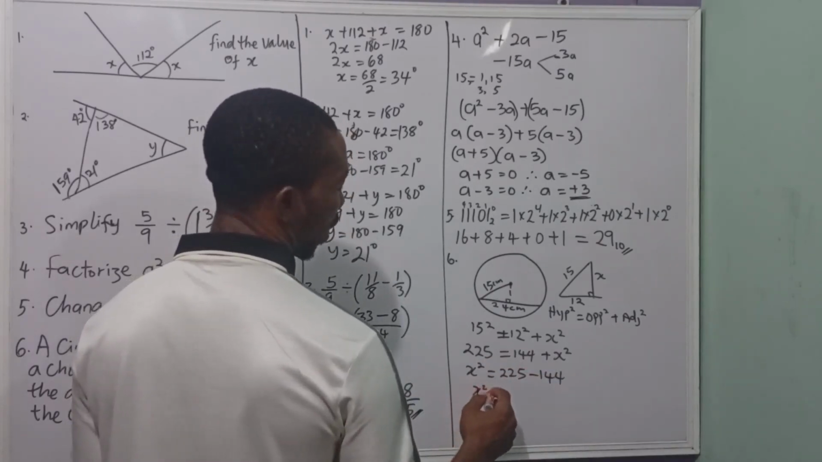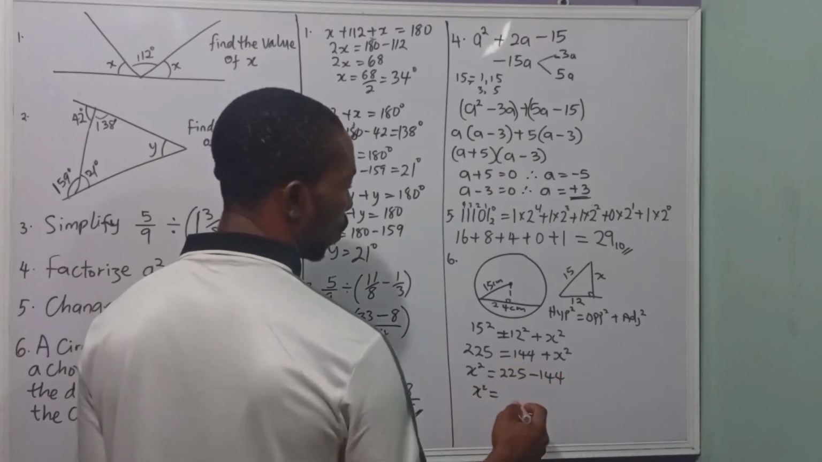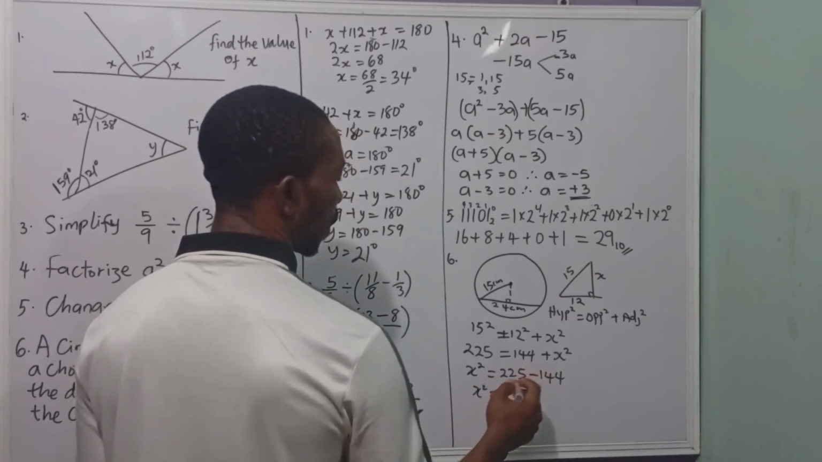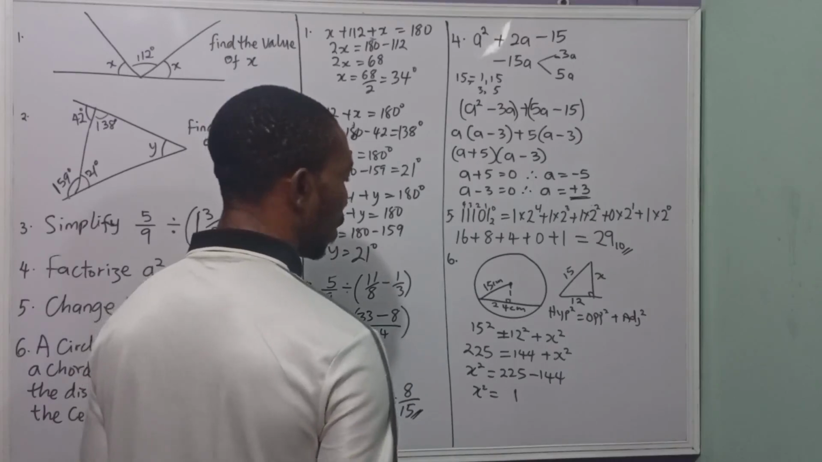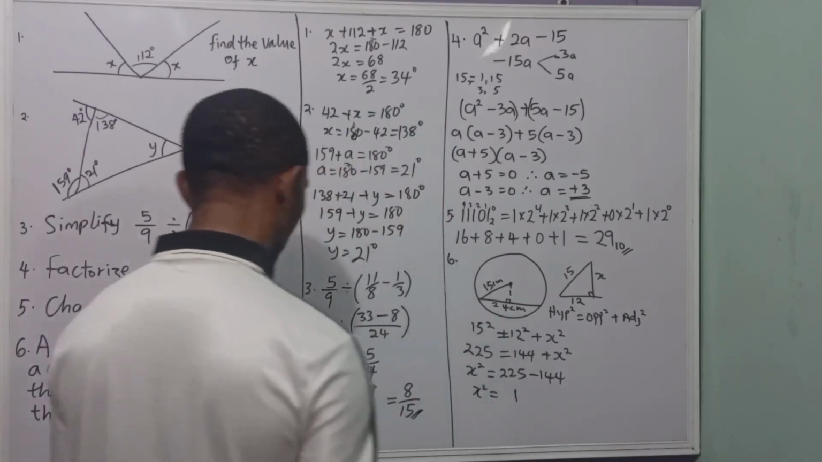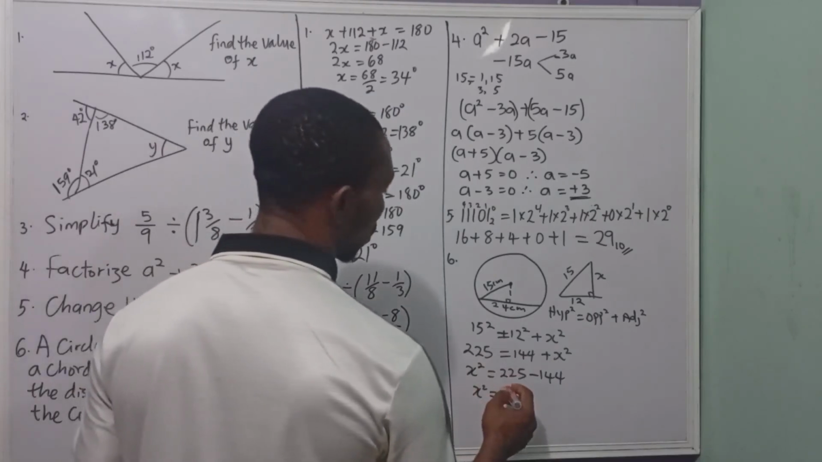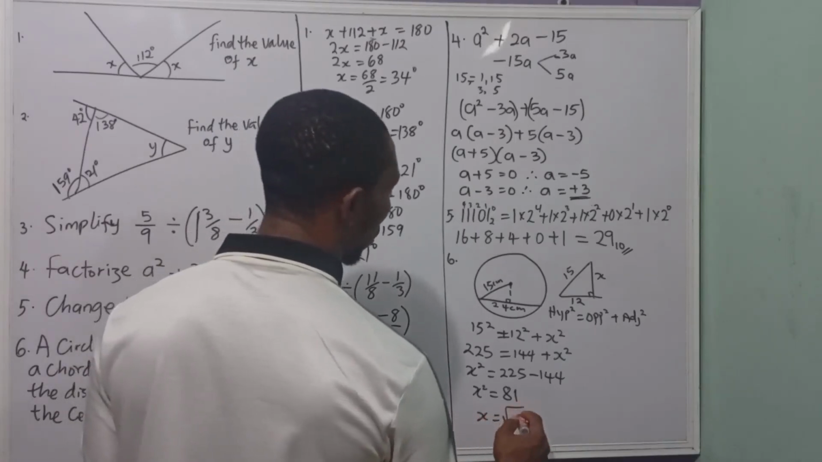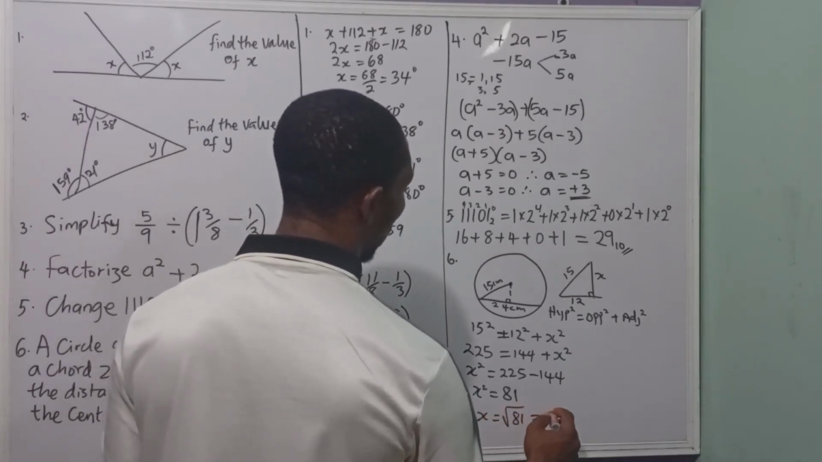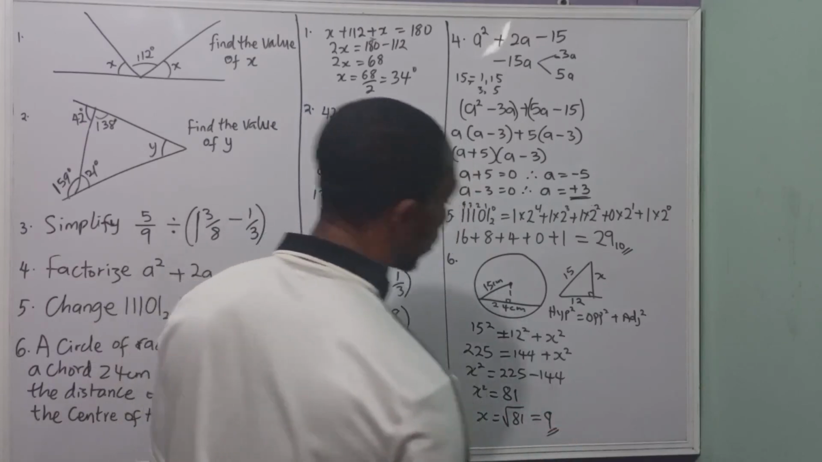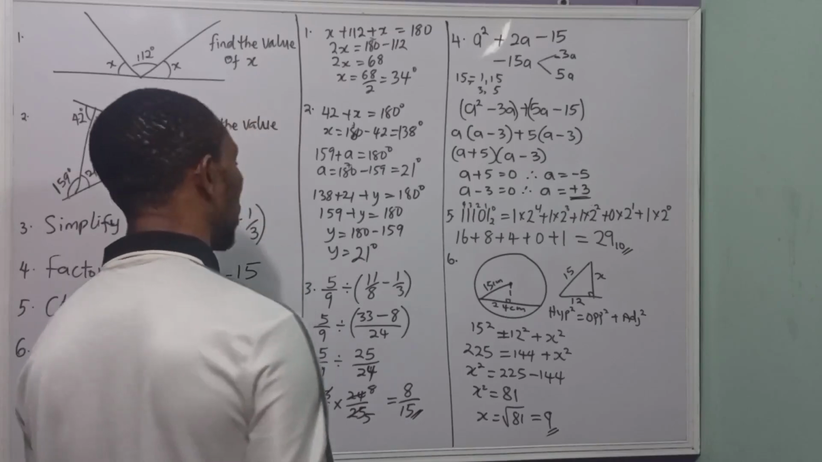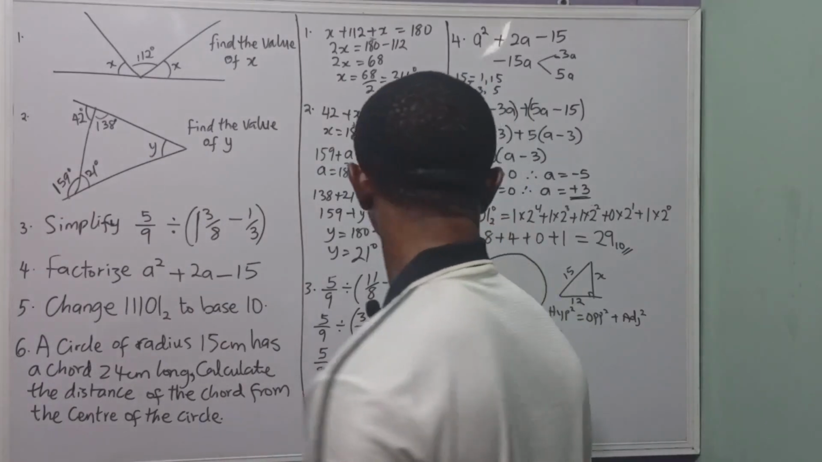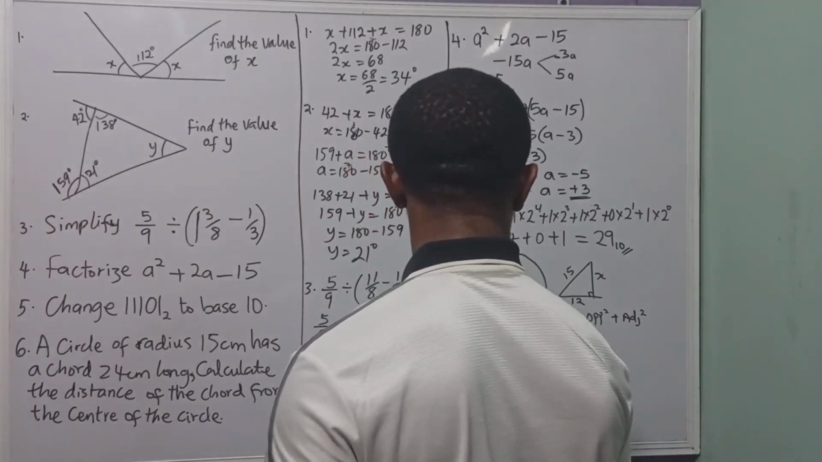So x squared equals 81. So x equals the square root of 81, which gives us 9. So the value of x, the distance of the chord from the center of the circle, will be 9 centimeters.